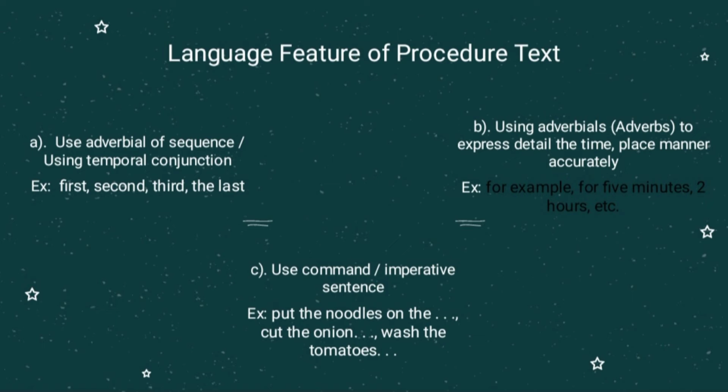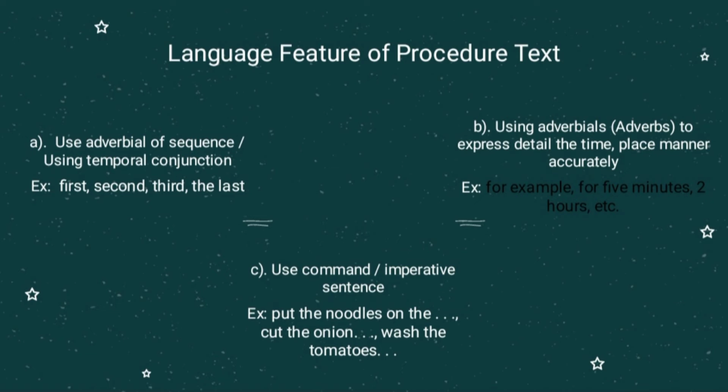First, use adverbial of sequence or using temporal conjunctions as I explained before, such as first, second, third, last, and many others. And for second is use common or imperative sentence, such as put the notice on the blah blah blah. Cut the onion, blah blah blah. Wash the tomatoes and blah blah blah.